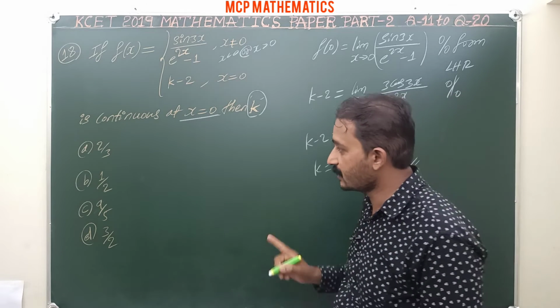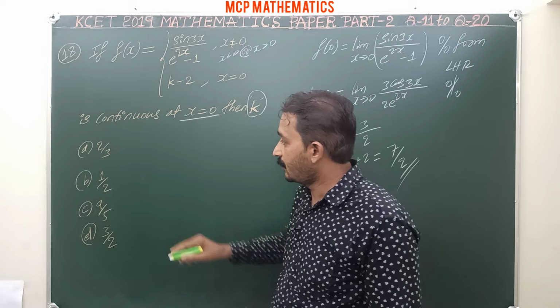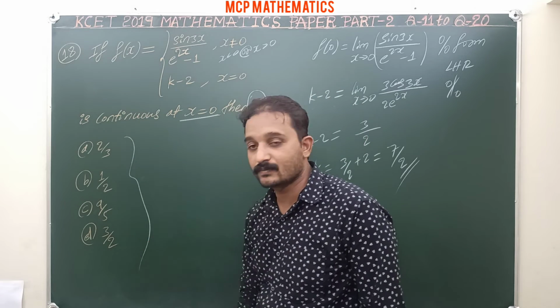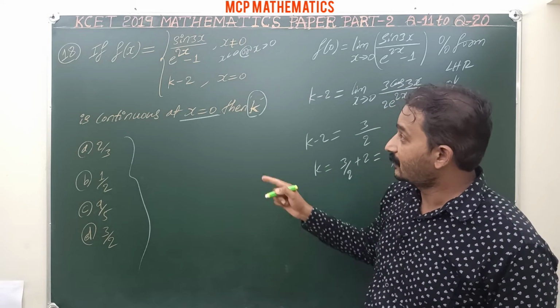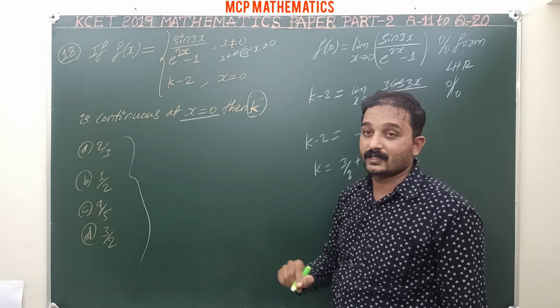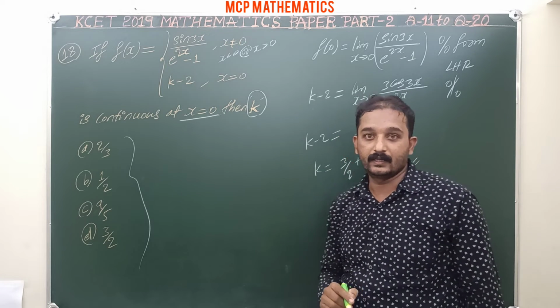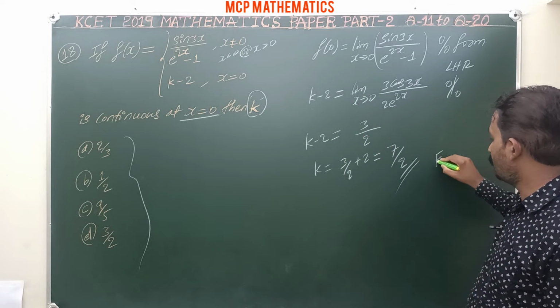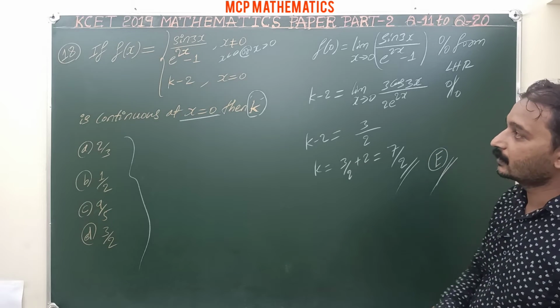No option matches this answer, so the options are wrong. In this case, grace marks were allotted to this question in KCET 2019. So it is an easy question, all the students solve this question. Take down.